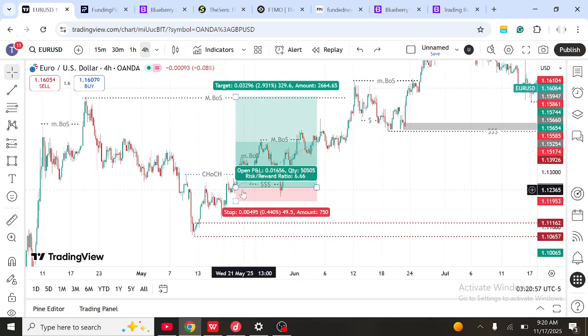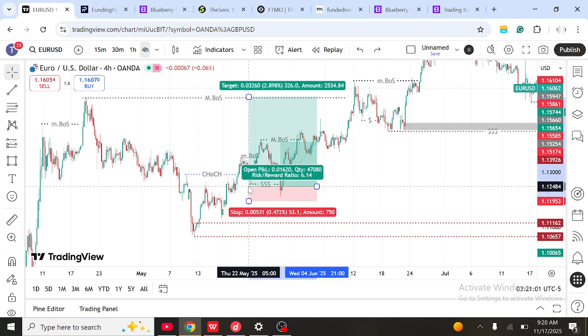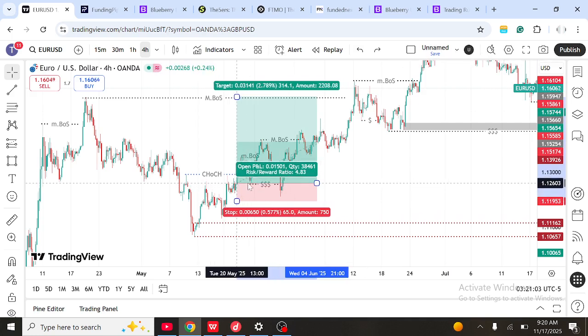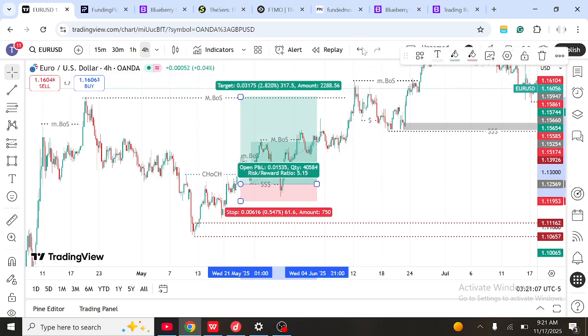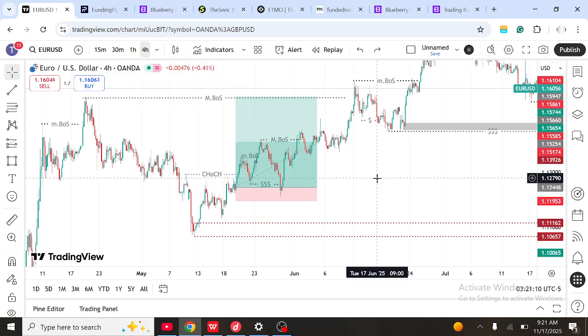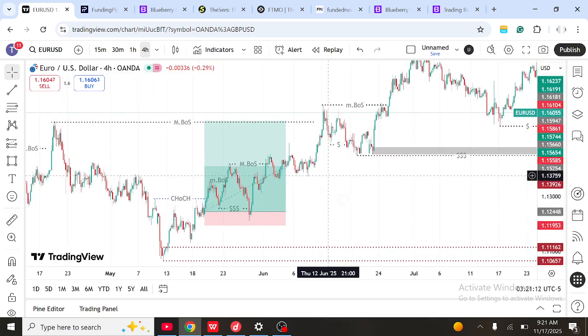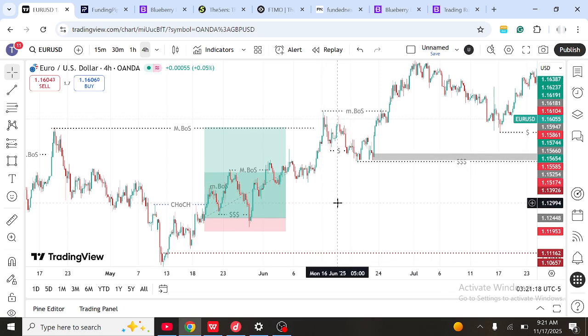Our entry was on this order flow. You can see the order flow. It was there, stop loss just below, and then 1:5 completed. Very, very simple. That's how to do it.